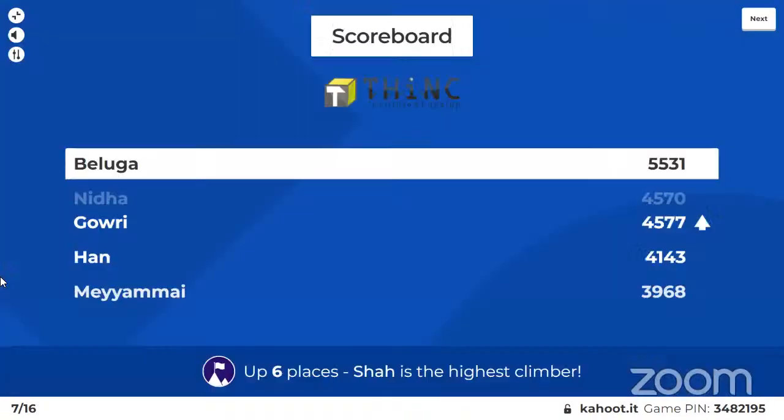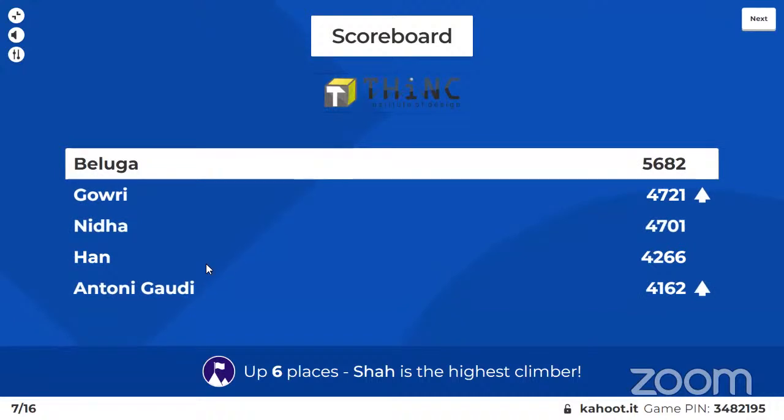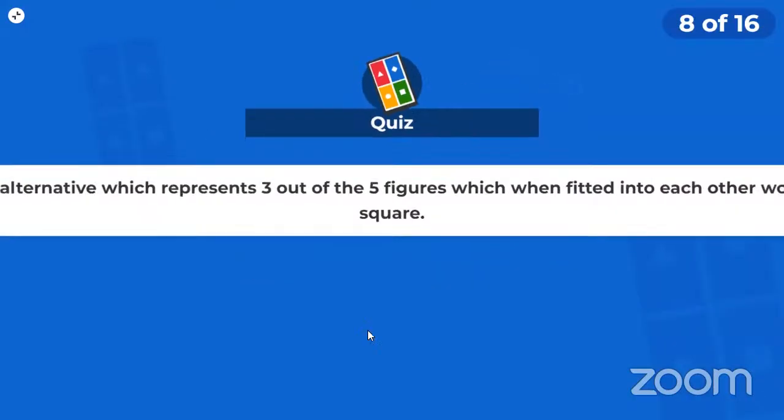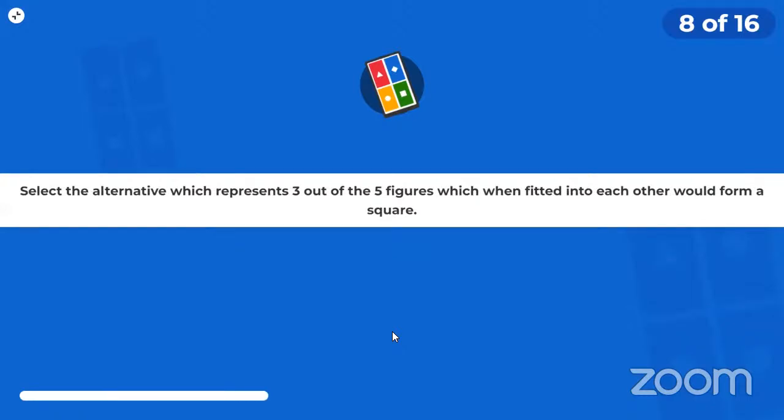So scoreboard. Beluga still on the top with 5,682 points. Second we have Gauri. Third we have Nida. Fourth we have Han, and fifth we have Anthony Gauri. And we have a new climber also. Shah is the highest climber here. All right. Eighth question.